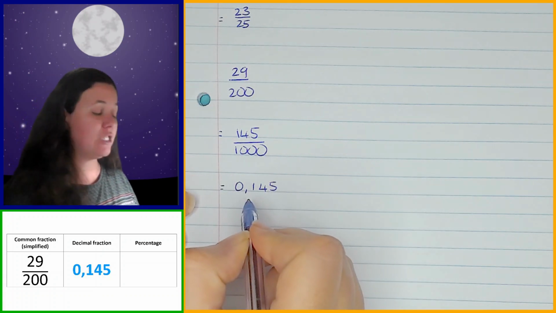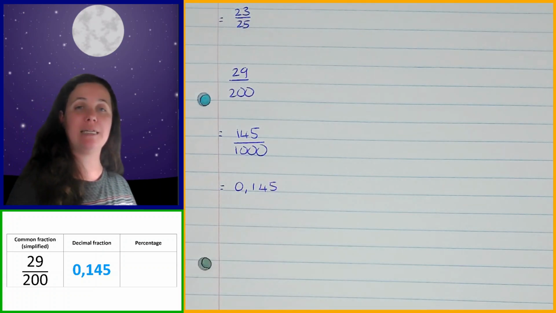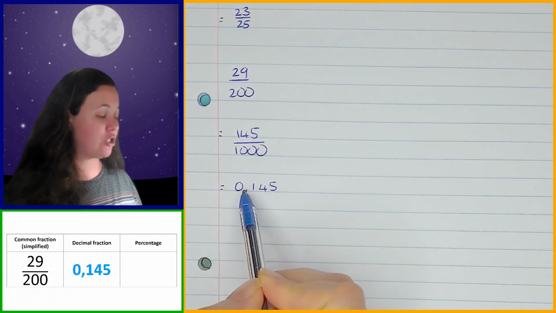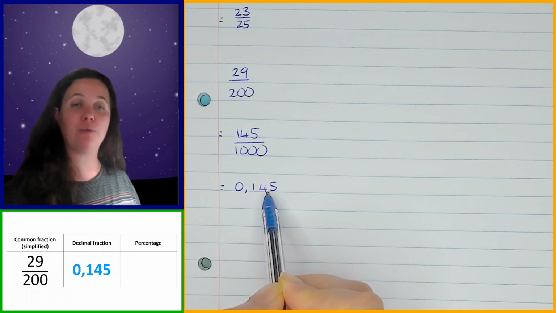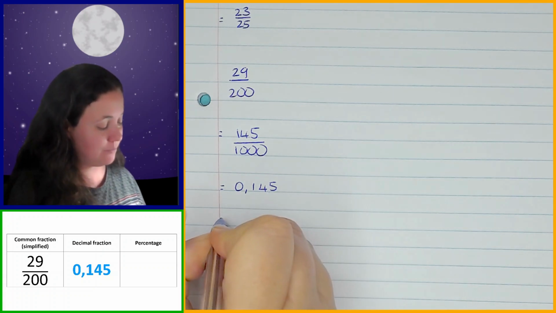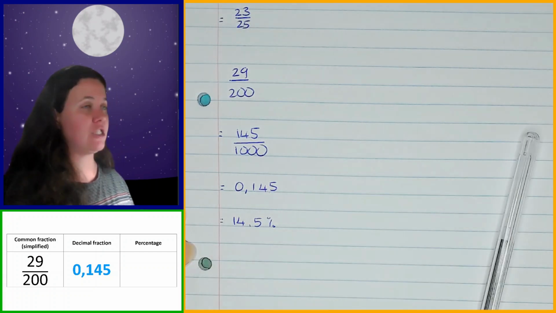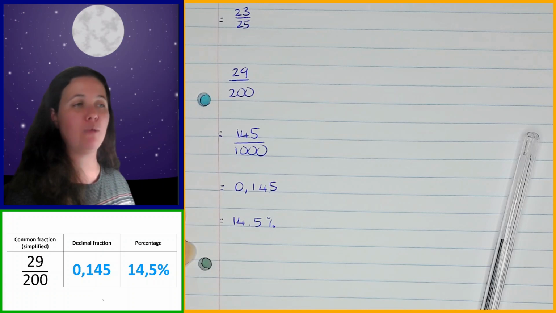Then to convert this to a percentage, we're going to do the opposite of what we did when we were converting from a percentage to a decimal fraction. We're going to multiply by 100. So the comma is going to move the other way. So I'm going to go 1, 2 places that way. So I'm going to end up with 14.5%. Okay, so that over here is 14.5%. So that's what you should have got for 29 over 200.